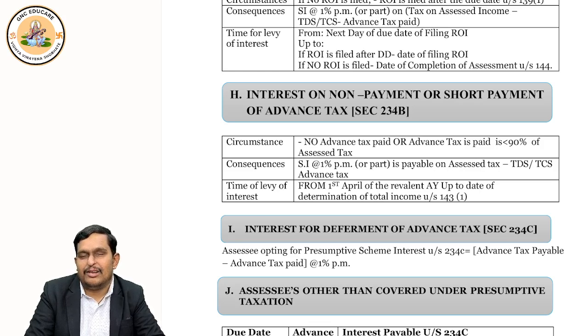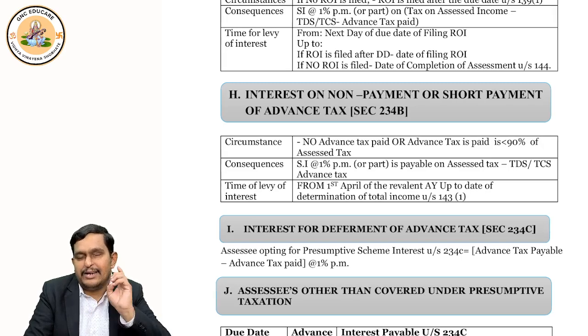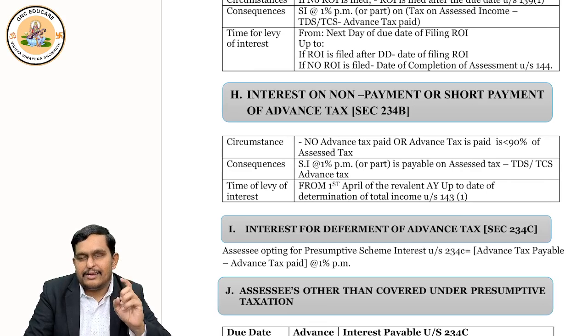In our example, I said you filed the return and paid the tax on 1st December. So from 1st April to 1st December, 1% per month interest will be charged under 234B. Sir, 234A interest also you are paying, 234B interest also you are paying for August, September, October, November? The answer is yes, you have to pay. It's your default, correct? So you are punished.